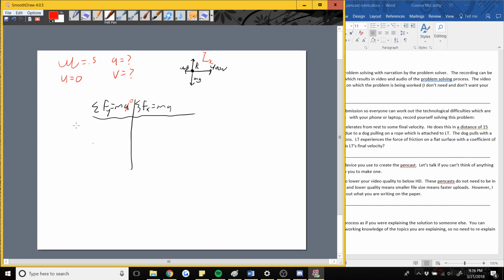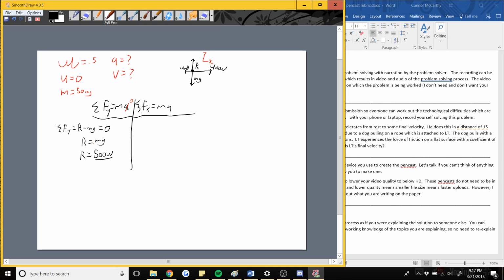And so since the sum of Fy equals R minus mg, and since that equals 0, we can find R equals mg. R equals our mass, which I forgot to write down earlier. Mass of little Timmy equals 50 kilograms, times g, which we all know is 10. So R equals 500 newtons. Save that, we're going to use it later.